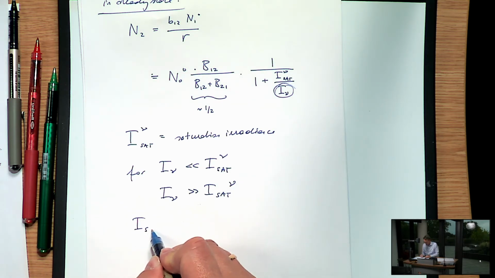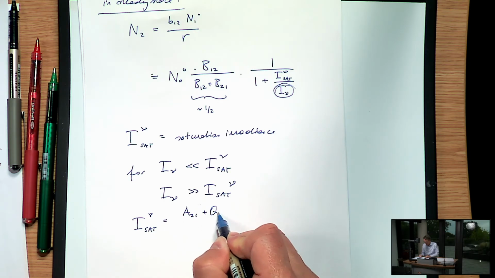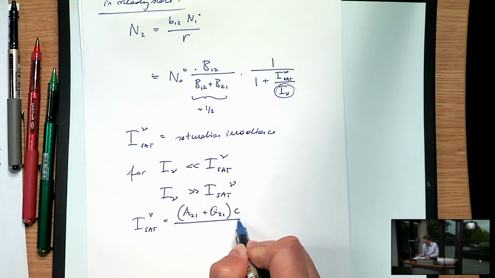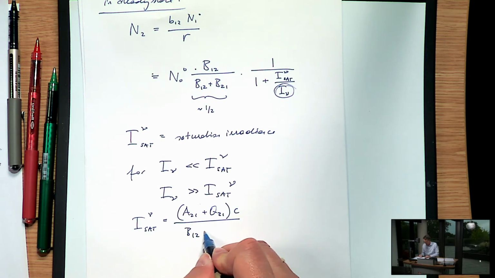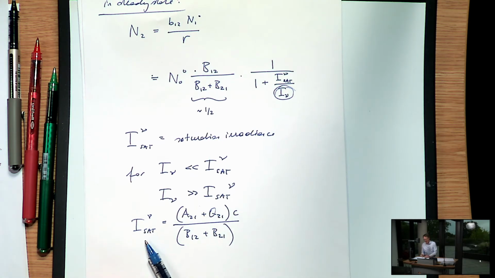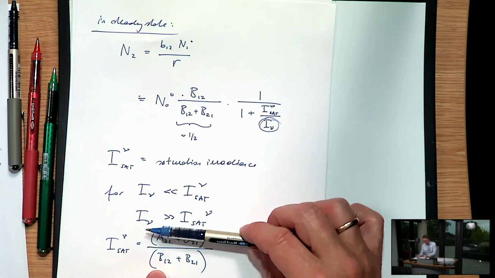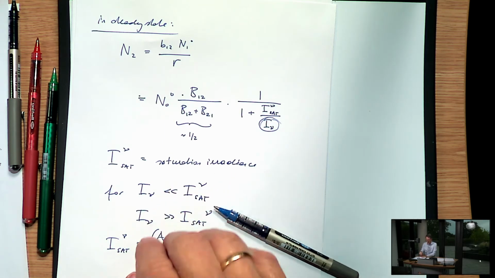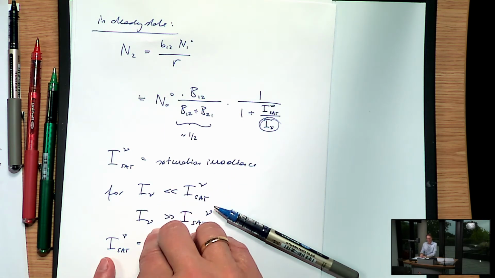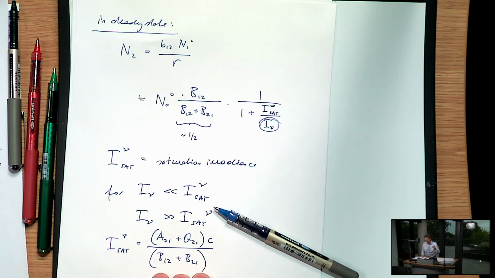So the saturation intensity is defined as A21 plus Q21 times c, little c as the speed of light, plus B21. Essentially, the saturation intensity is a parameter that compares the spontaneous rates, i.e. those rates that are not dependent on the laser power that I put in, with the rates that are dependent, that are driven. So it's the spontaneous rates compared to the driven rates.